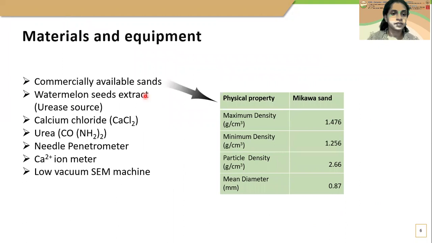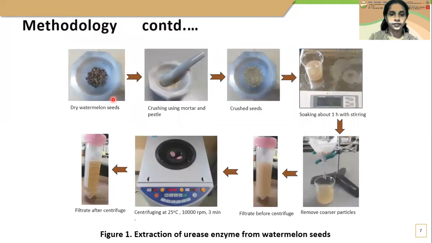Under the materials and equipment, I used commercially available poorly graded mica sand along with some other chemicals, and I also used the watermelon seed extract as the plant-derived urease source.